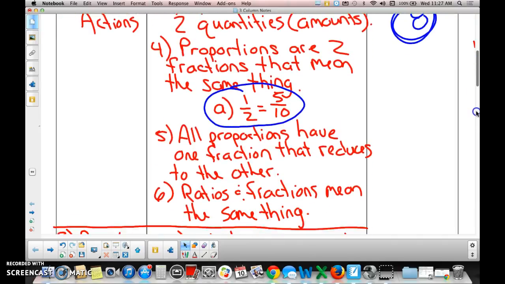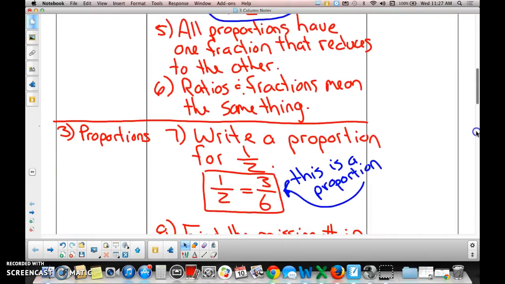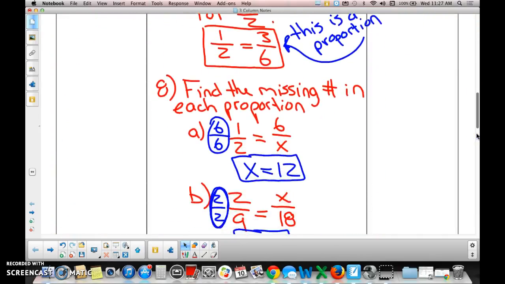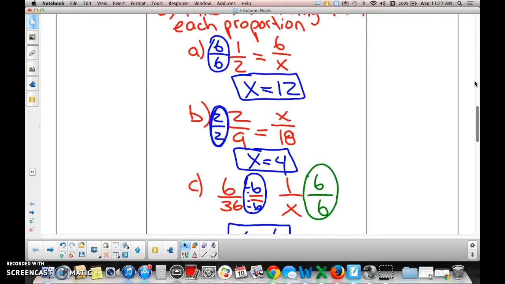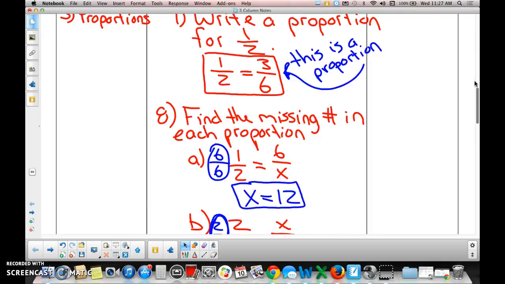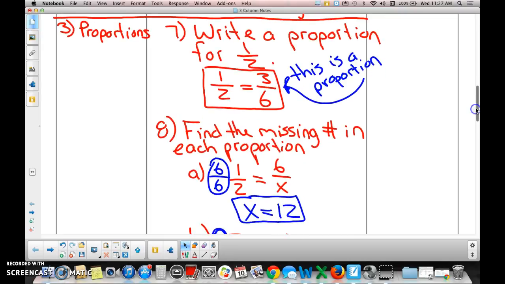All right, let's move down to the examples. Number 7. I think most of you or all of you have this exact same one. First of all, we said write a proportion for 1/2. Is there more than one answer? Yes. Could you have a ton of different answers? Yes. I think we use the word infinite. There's an infinite amount of answers.